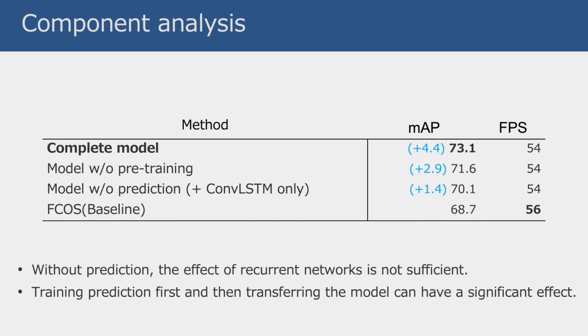In order to validate the effectiveness of our method, we perform a component analysis. In this experiment, all training epochs are the same. Our method improves the detection accuracy by 4.4% over the baseline. Without pre-training, accuracy decreases, indicating that it is better to train only the future prediction in advance. Next, without prediction, accuracy decreases, indicating a simple recurrent neural network is not sufficient.